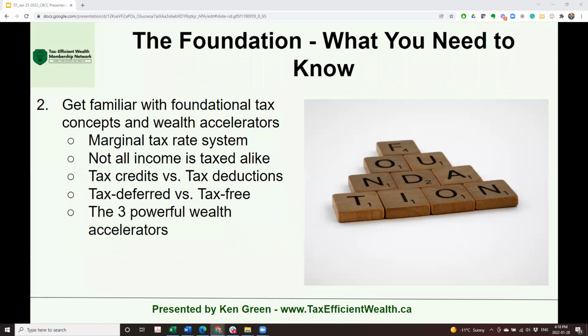The other thing I want to talk about is the 3 powerful wealth accelerators. And I want you guys to pay attention to this because these are some of the tools you need to use as you build your wealth. You all probably know what compound interest is. It is the principle by which the interest you earn also earns interest. It is often referred to as the 8th wonder of the world. So it's important you learn how to use it to your advantage.